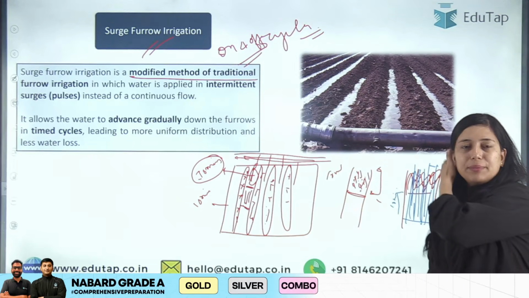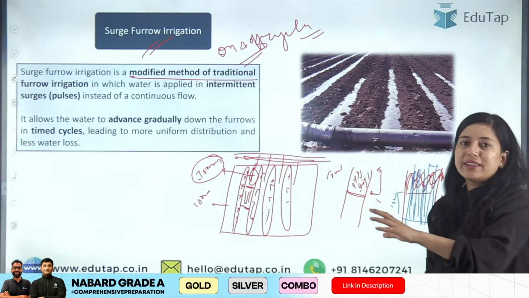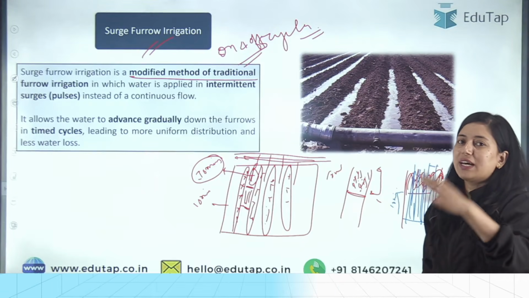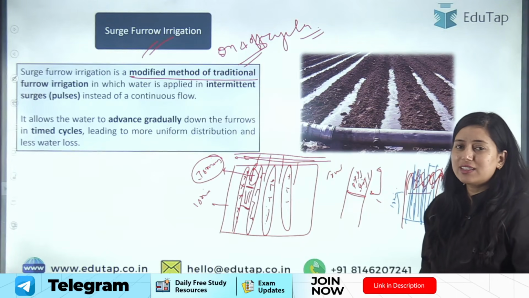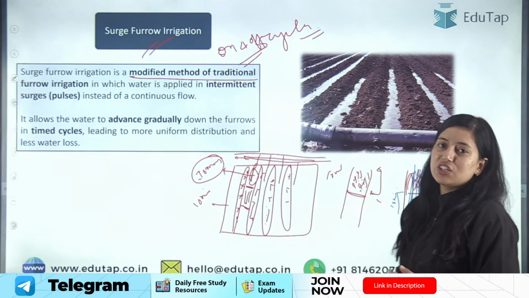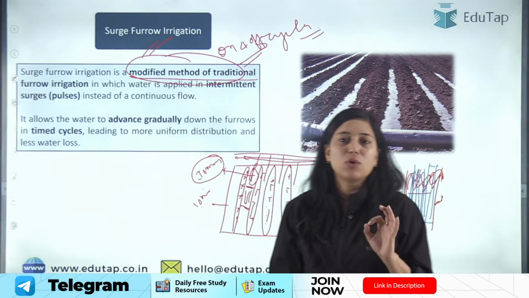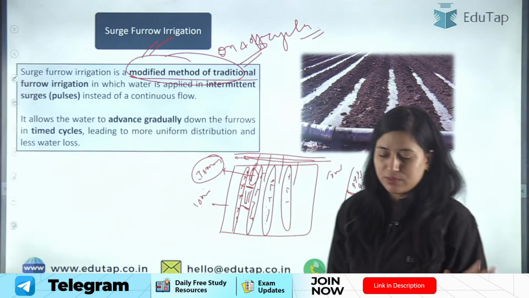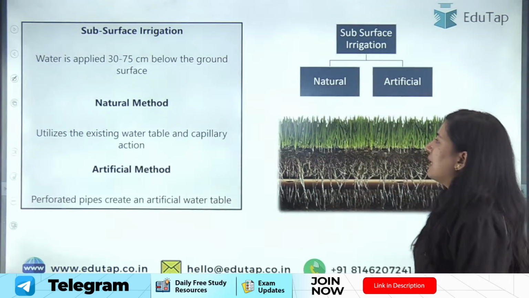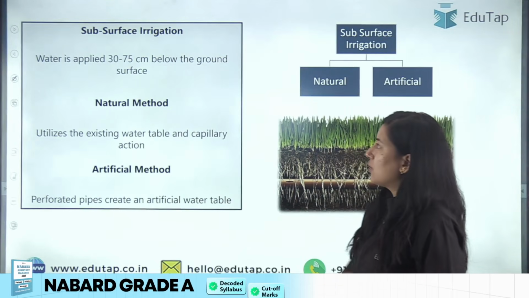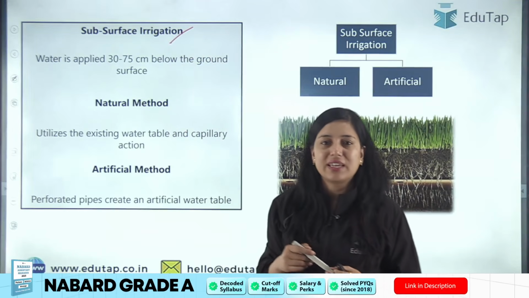At a particular time period, we allow water to flow and then we stop the flow of water. Then again we allow water to flow, then again we stop it. This is your surge irrigation method, very important, and you have to remember that it is a modified form of furrow irrigation method. Clear? Now with that, we have covered surface irrigation method. Now let's discuss subsurface irrigation method.